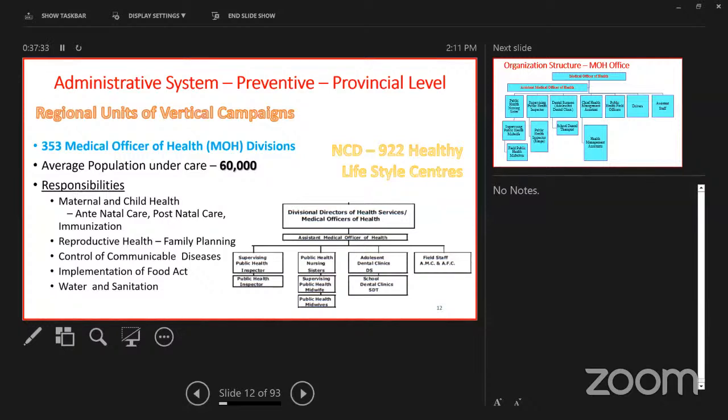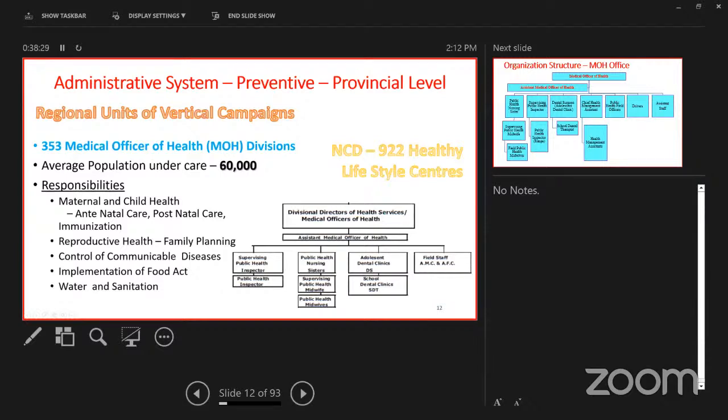Now we will see the responsibilities and activities of the MOH office. At the grassroots level, they are responsible for maternal and child health, like antenatal care, postnatal care, immunization, and reproductive health, that is family planning. This is handled by the public health nursing sisters and public health midwives. Then there is control of communicable diseases, implementation of the food act, and water and sanitation. Those three areas are conducted by the public health inspectors.